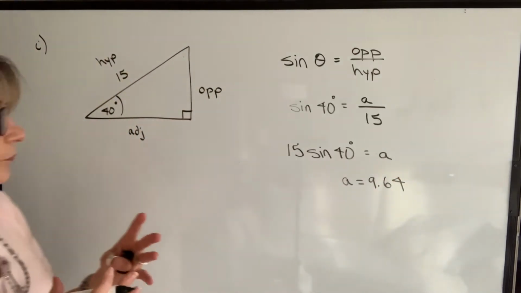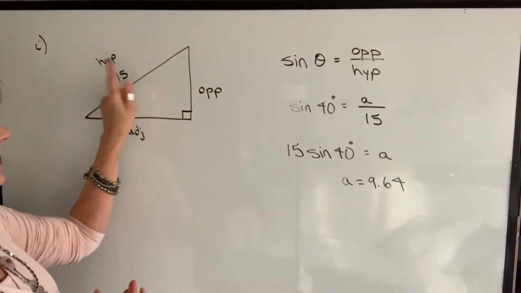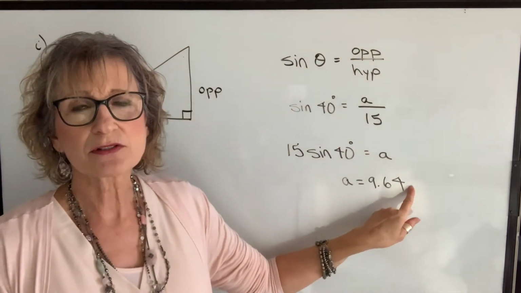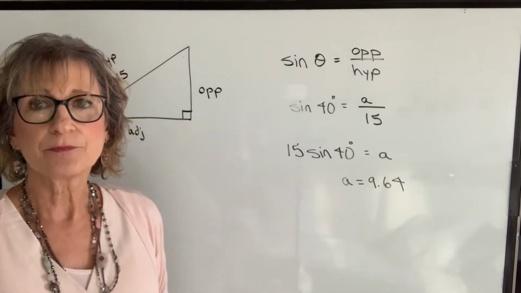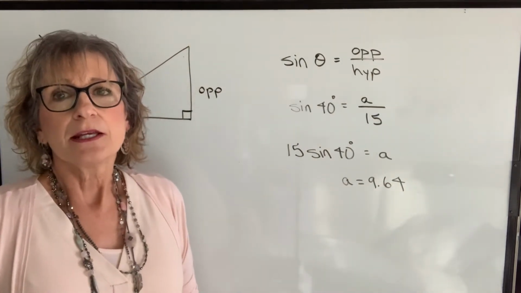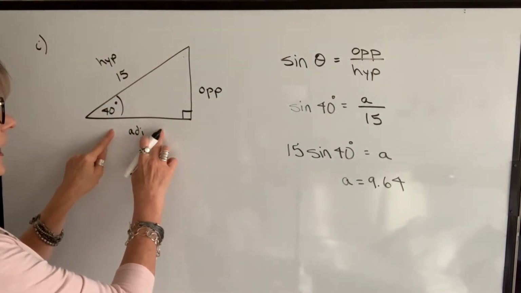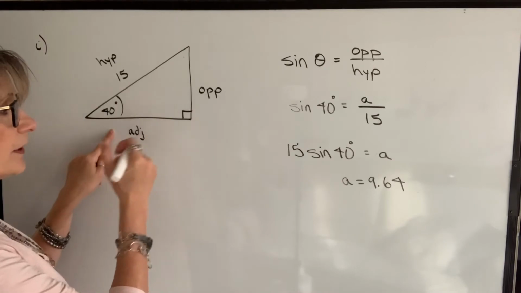So in real life, if we were working with actual units, if this, for example, was centimeters, this would be centimeters. It's going to be the exact same unit. If this was inches, this would be inches. Now, to find this other side, I can do one of two things.